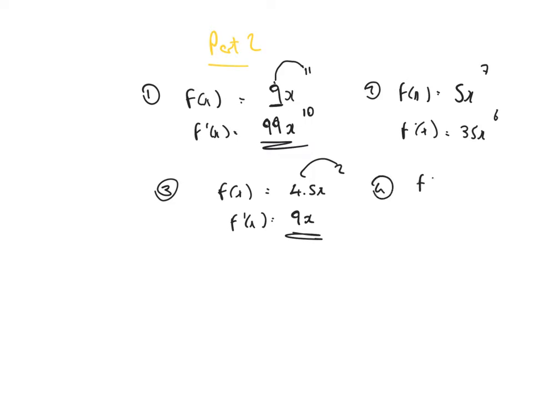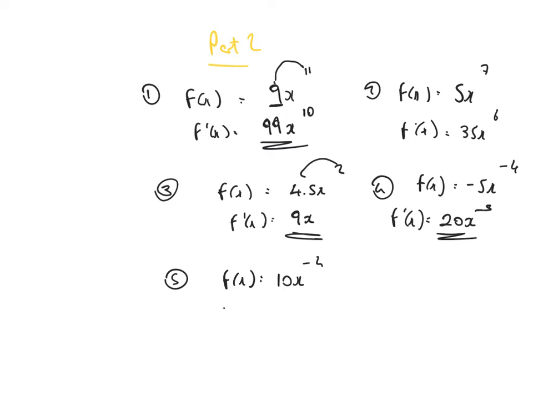Example 4. F of x equals minus 5x to the minus 4. Bring the power down, multiply, take 1 away from the power. Minus 5 times minus 4 is plus 20. Take 1 away from the power, and that's going to be minus 5. Example 5. F of x equals 10x to the minus 4. Bring the power down, multiply, take 1 away from the power. That's going to be minus 40x to the minus 5.